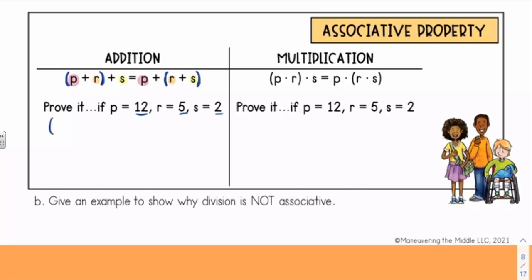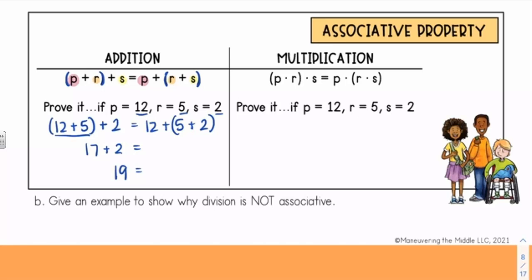Now let's substitute these values in place of those variables to prove that this works and is true. So if P is equal to 12 and R is equal to 5, in that first expression I would have 12 plus 5 plus S, which is 2. And we're saying that that should equal 12 plus 5 plus 2, except this time the parentheses is around the 5 plus 2. Well, let's simplify the left and the right and see if these two expressions are equal. On the left, I would start with parentheses and I would simplify 12 plus 5, which is 17. Then I would add 17 plus 2, giving me a total value of 19.